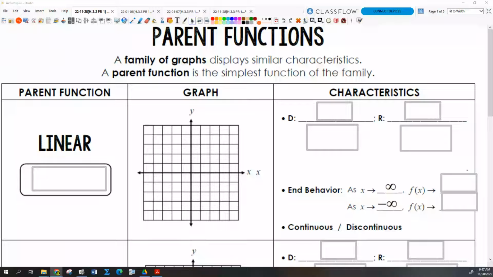So today, all we're doing today is pretty quick and easy. We're going to look at a group of what we call parent functions. And here's why we're doing this. The next section we're going through, really this unit's about graphing. It's not very much algebra at all.